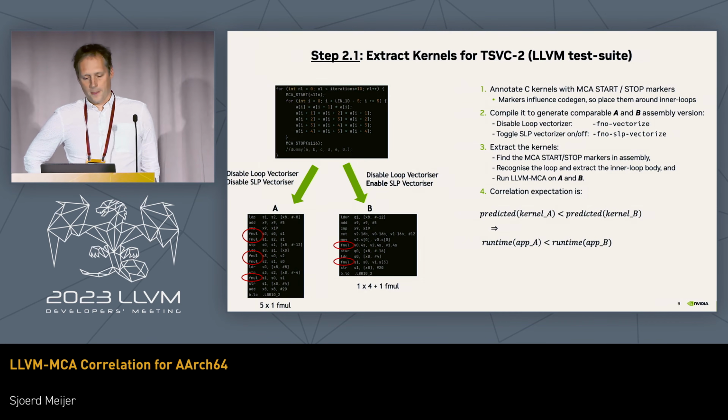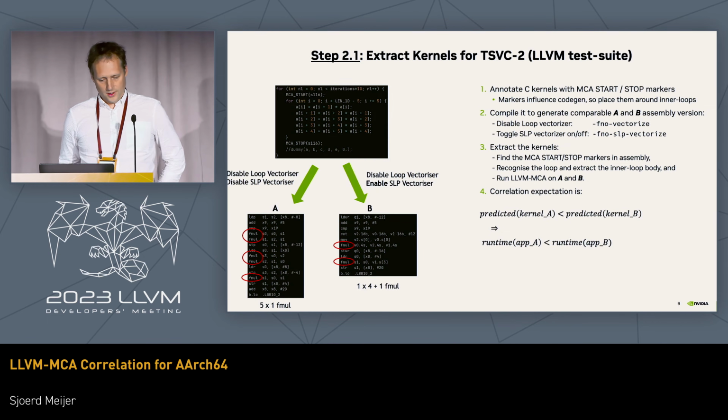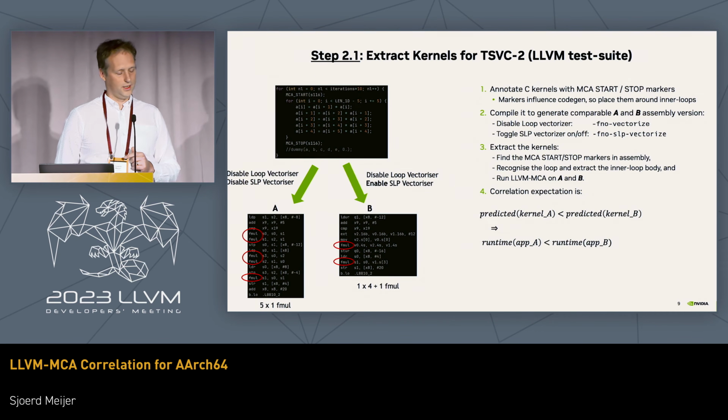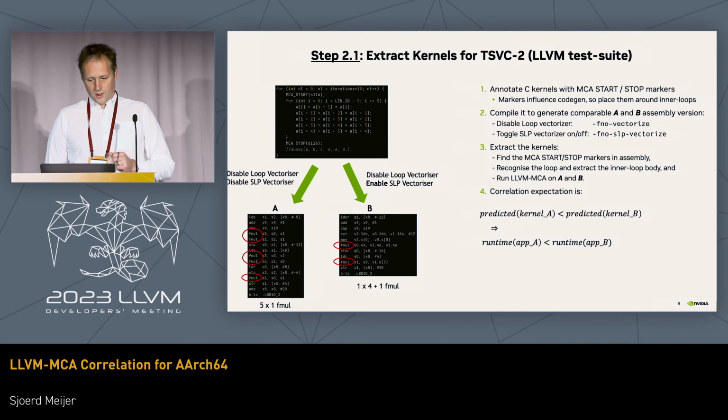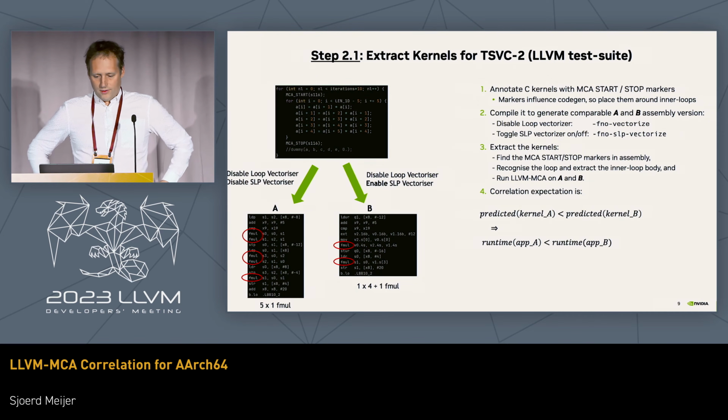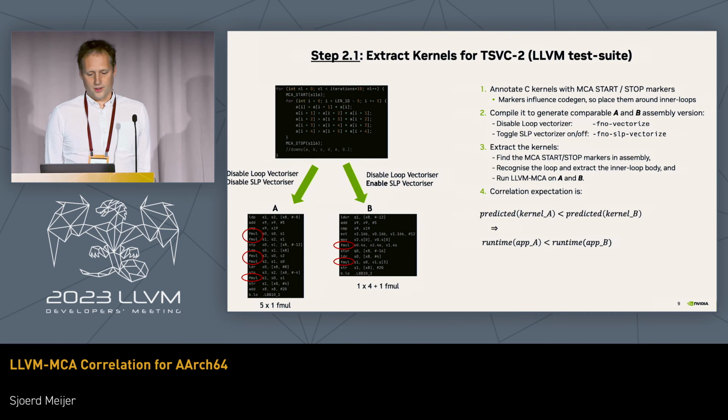So the first step in this correlation methodology is going to extract kernels from, in this case, TSVC. TSVC stands for Test Suite for Vectorizing Compilers, and it's part of the LLVM Test Suite. On the top, you see one of these kernels, and the first step is to annotate. We do this with scripts to annotate the inner loops, and we place these markers just outside, because if you put them inside, that affects code generation, and that's not what we want. So with these annotations, we then compile it to generate comparable A and B assembly versions.